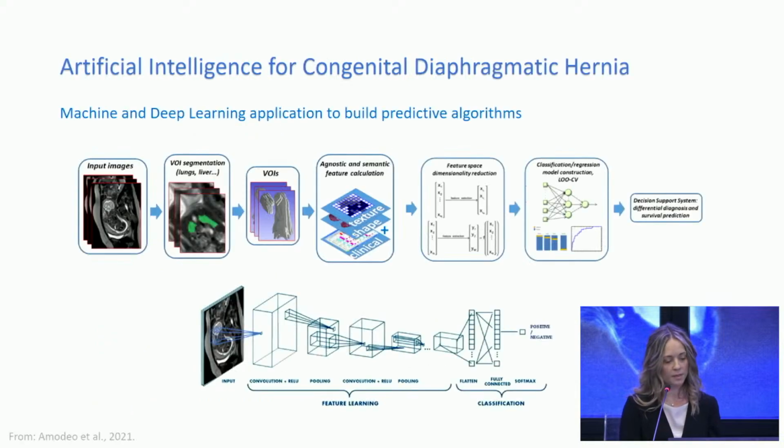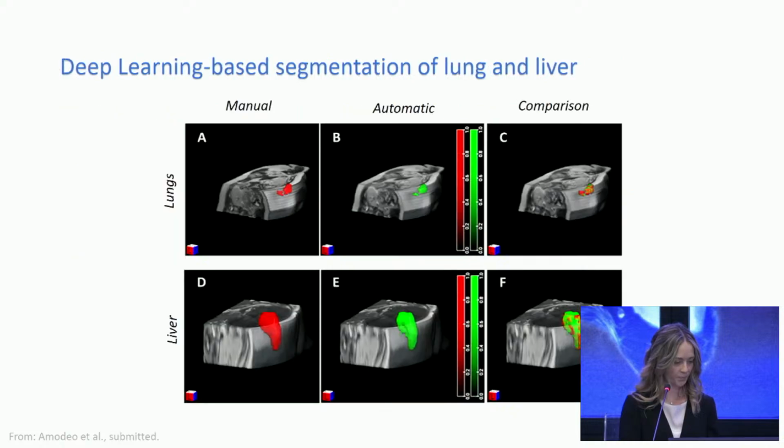And for the first time in this field, we investigated the application of machine and deep learning to build predictive algorithms for congenital diaphragmatic hernia. As a first application, we used a deep learning-based tool for automatic segmentation of lung and liver. Here, you can find an example.